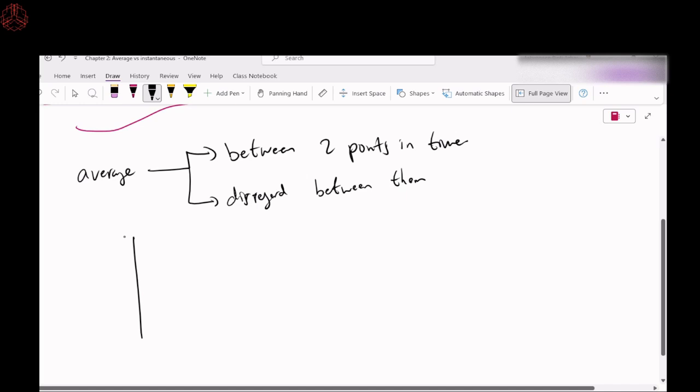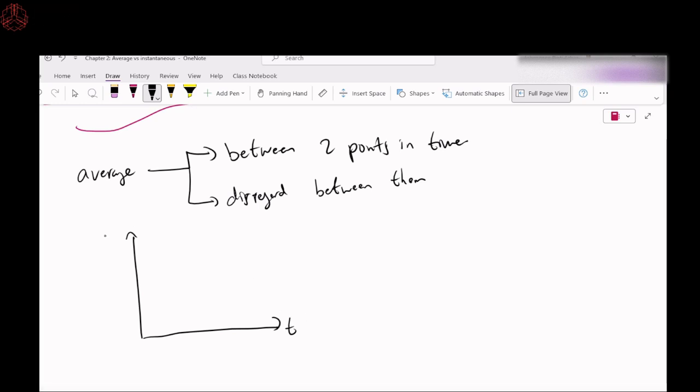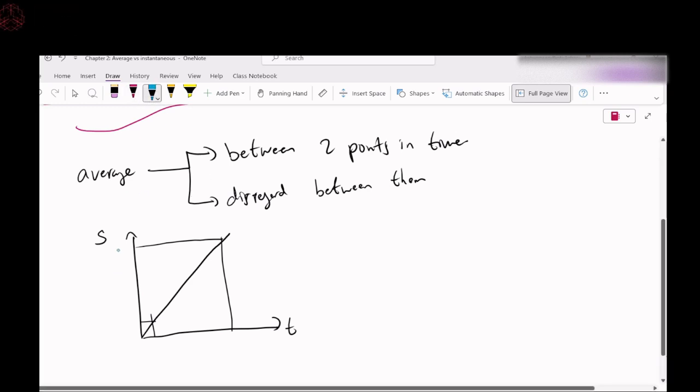So let's say I have a graph for displacement. An ST graph is just displacement against time. Let's say I have 2 points in time, initial and final. Let's call this S final, S initial, and this time final, time initial.